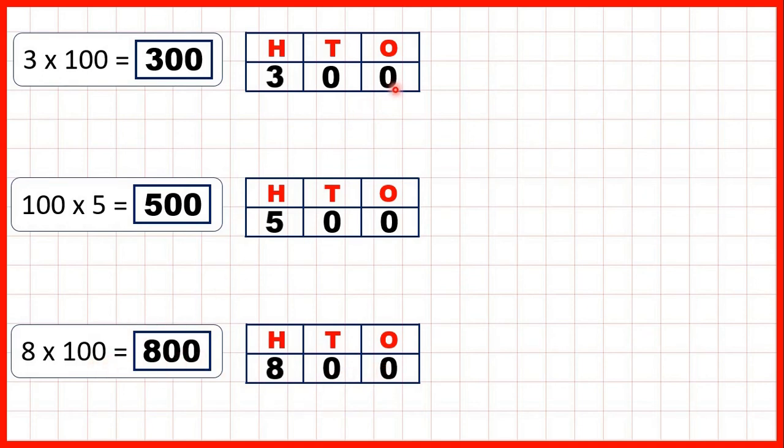Now the reason why the digits move 2 squares to the left when we multiply by 100 is because multiplying by 100 is like multiplying by 10 and then by 10 again, because 10 times 10 is 100.